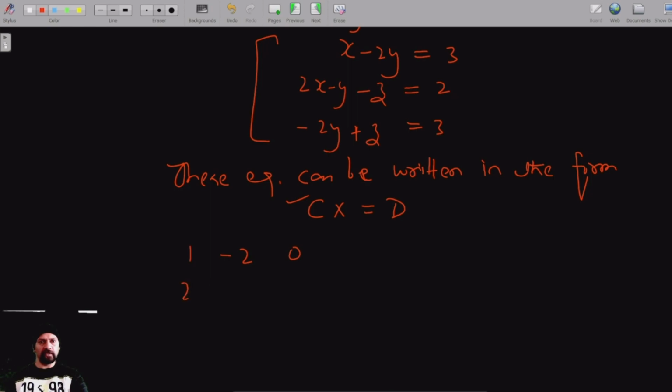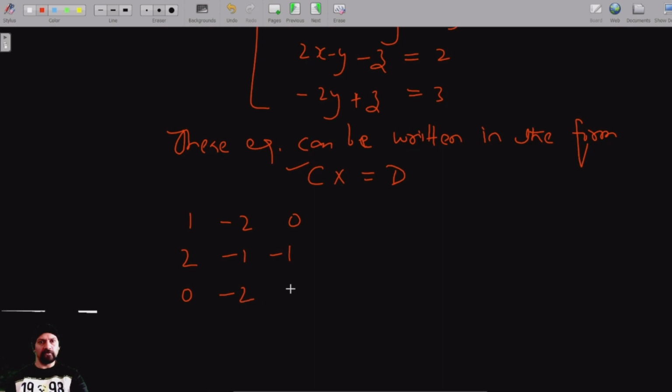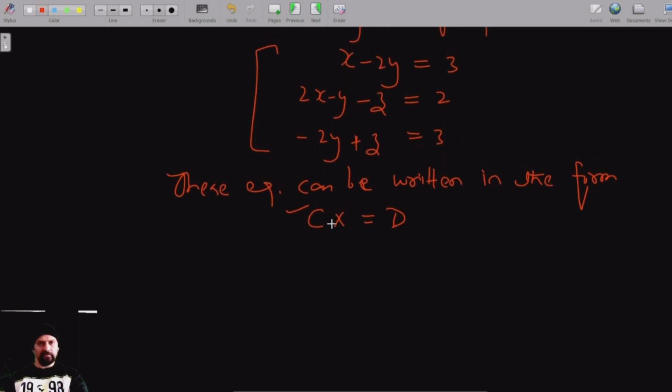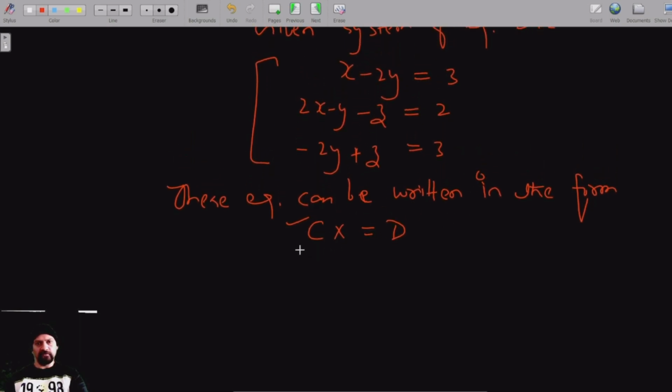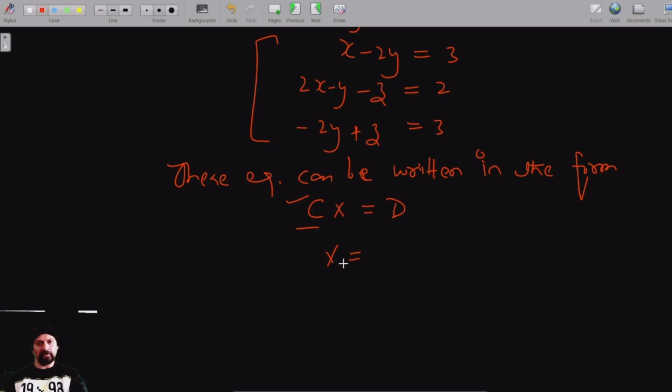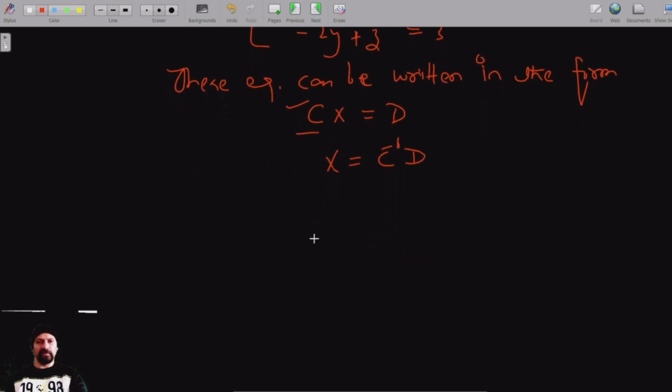So the C matrix is 1, minus 2, 0, and 2, minus 1, minus 1, and 0, minus 2, and 1. So this is C, and X is equal to C inverse D. Now let's write down the C matrix.